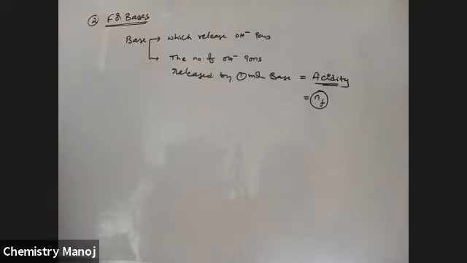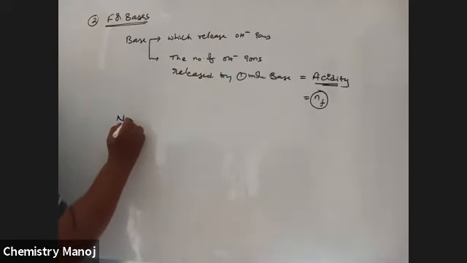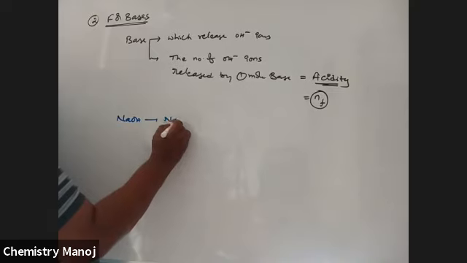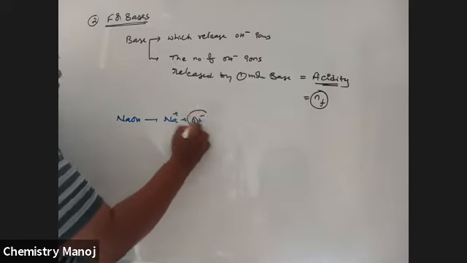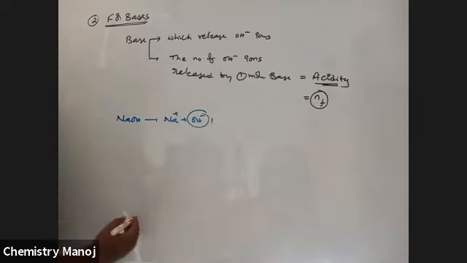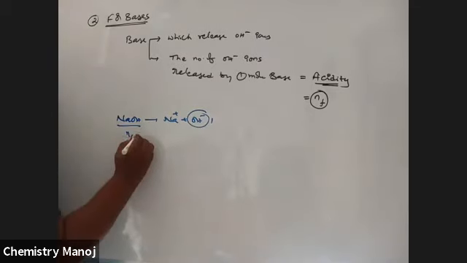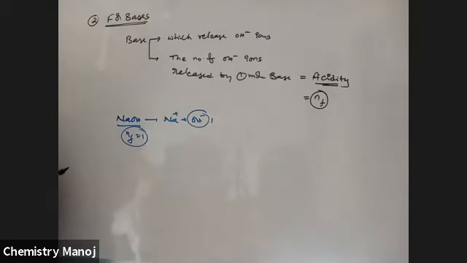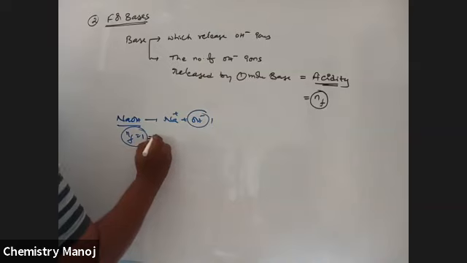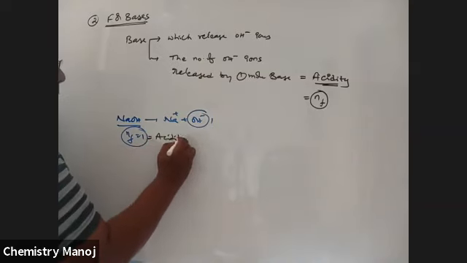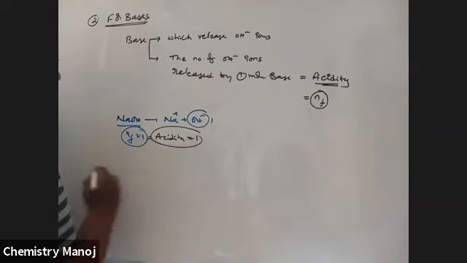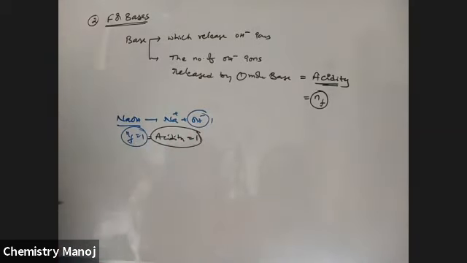See some examples. NaOH, sodium hydroxide, releases Na plus ion and OH minus ion. How many moles? 1 OH minus ion. Therefore, for NaOH, n factor is equal to 1, because its acidity is equal to 1. Acidity is nothing but n factor.